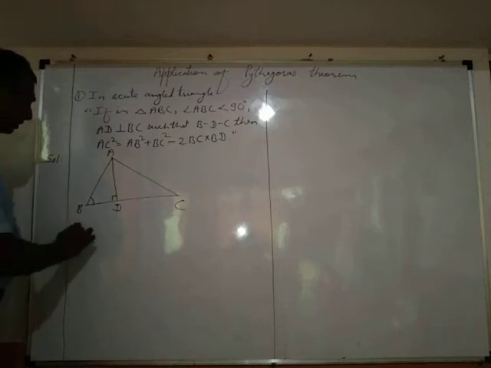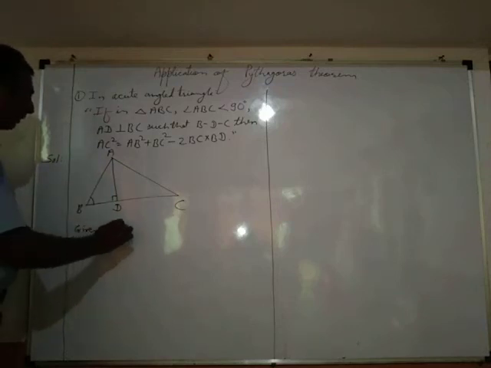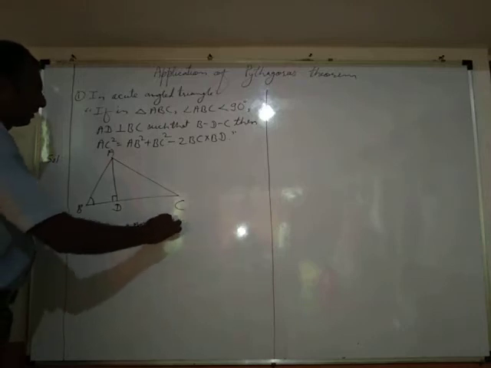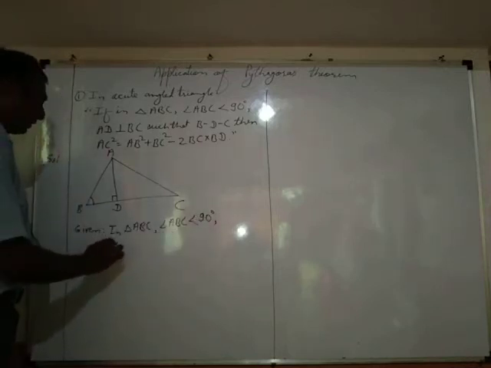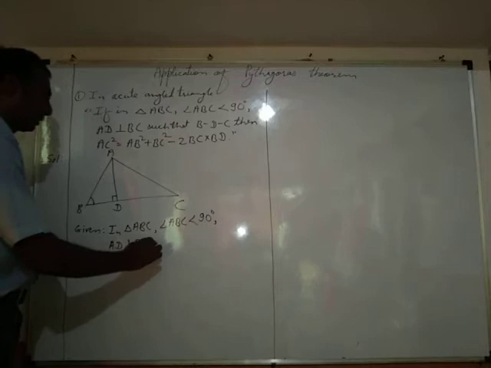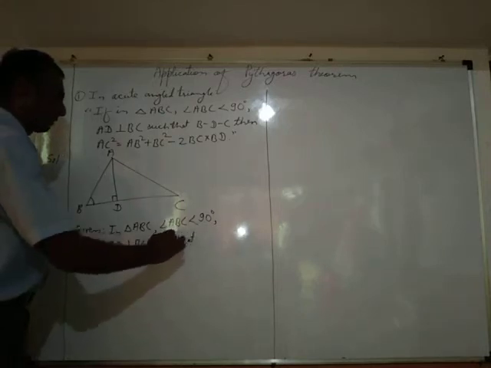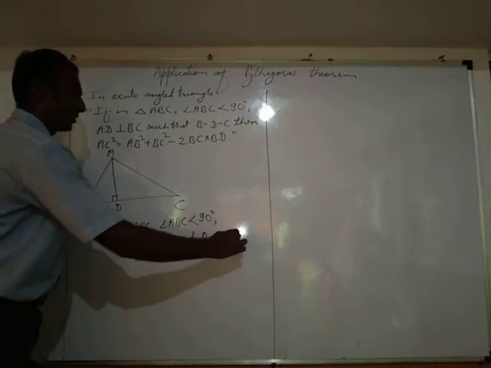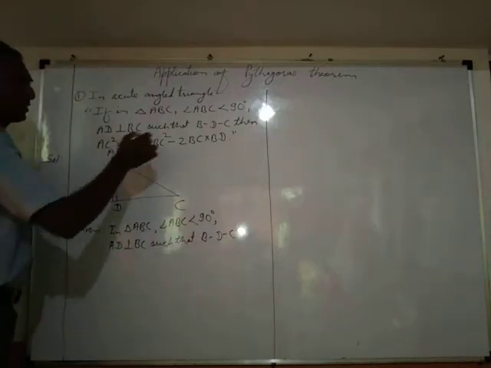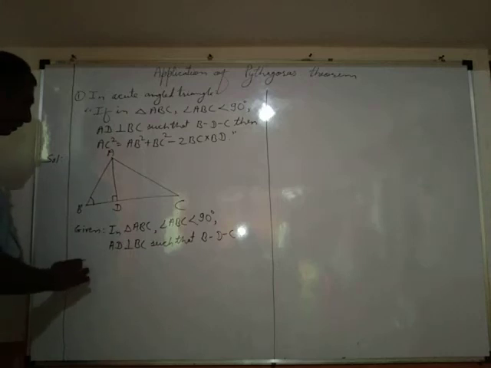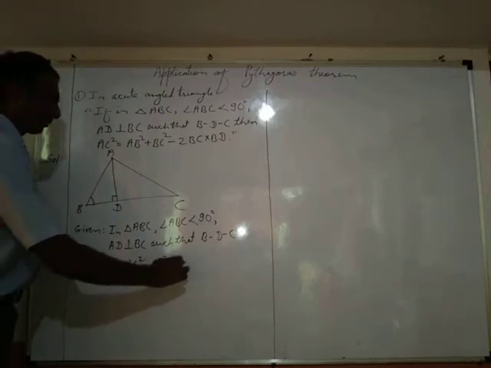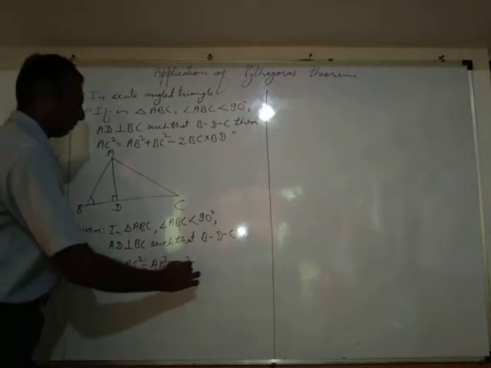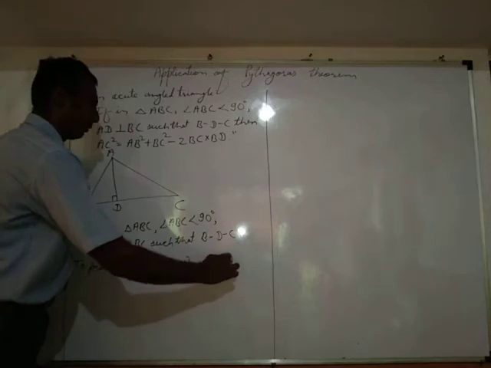Now let's mention given and what to prove. Given: in triangle ABC, angle ABC is less than 90 degree, then AD perpendicular BC such that B-D-C. The consequent part is to prove. Then what? AC square equals AB square plus BC square minus twice of BC into BD.